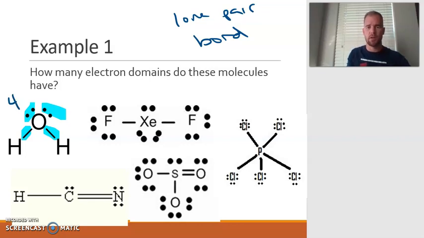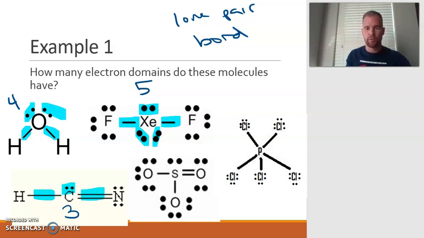Let's take a look at the next molecule, XeF2. Remember, we only care about the central atom. So if I take a look at xenon, I see that there are 3 lone pairs, and there are 2 bonds. So in total, there are 5 electron domains. Let's jump down here to HCN. Looking at carbon, we have 1 lone pair, and we have 2 bonds. It doesn't matter that it's a double bond, we count that as just 1. So in this molecule, there are 3 electron domains.